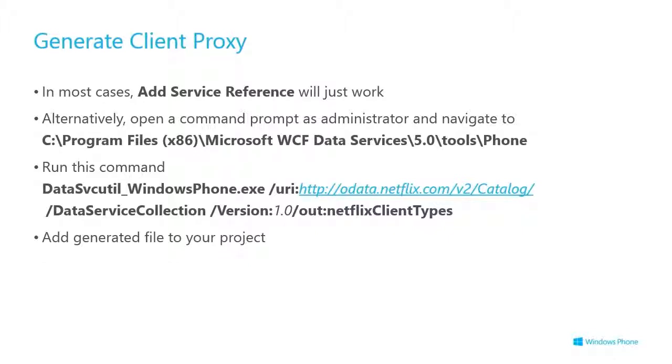We can generate a client proxy to an OData service, and usually Add Service Reference will just work, or you can drop down to the command line utility called DataSvcUtil_WindowsPhone.exe, which you'll find at that URI after you've installed the WCF Data Services client for Windows Phone. If you run that, you'll spit out a C# file or a VB file, depending on what you've chosen, and you can just add that to your project. This enables the alternative, not just the raw HTTP request, but the alternative way of accessing an OData service.